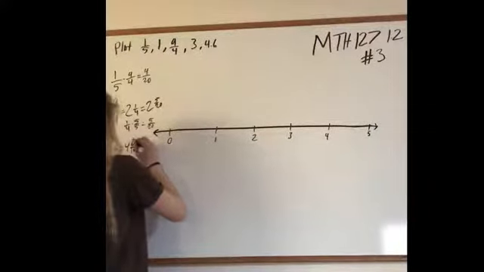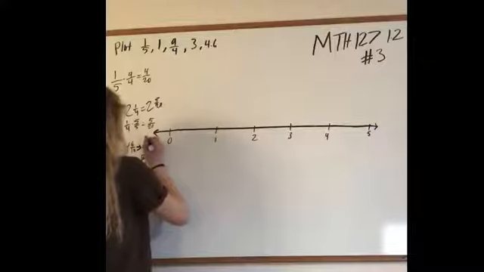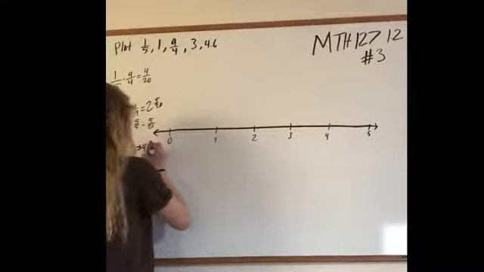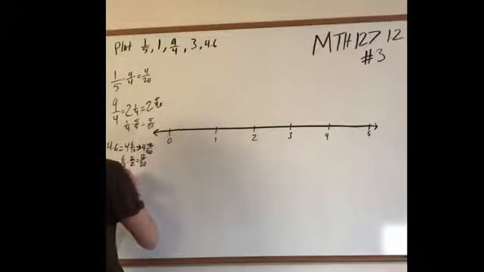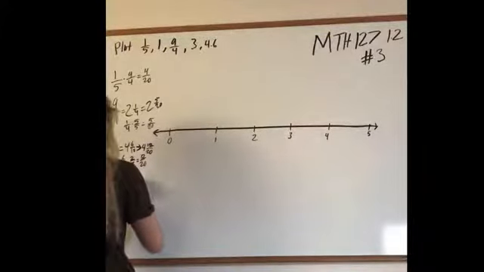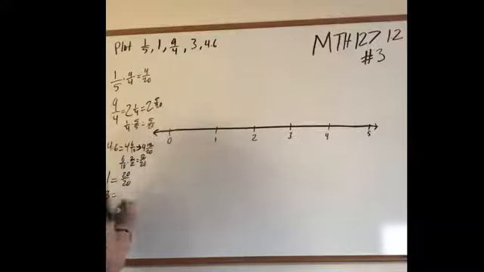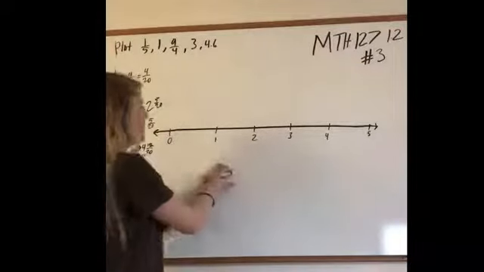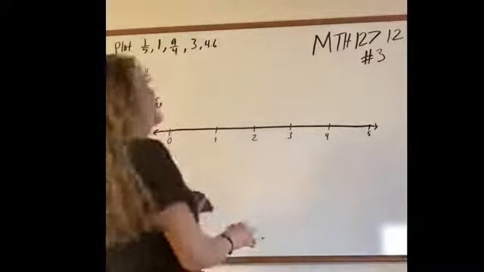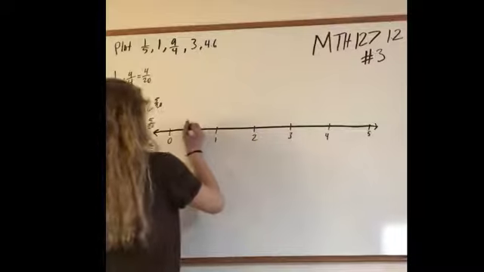So 4.6 would be 4 and 12/20. And 1 would be equal to 20 over 20, and 3 would be equal to 60 over 20. So I already started my number line, but I haven't put the tick marks in, so I'm going to go through and do that.